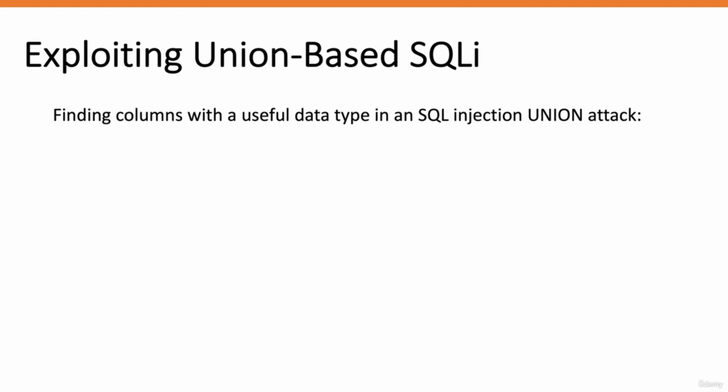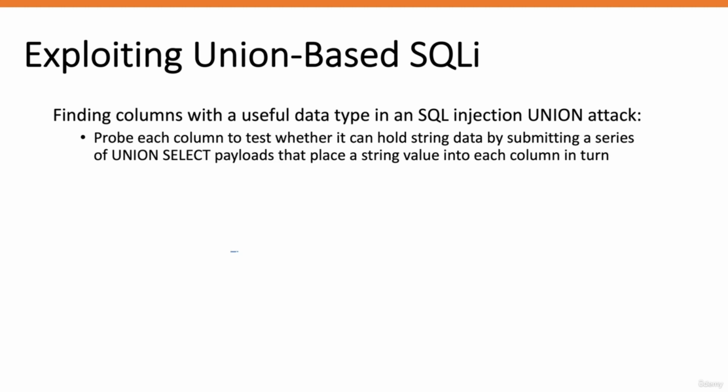Next, we need to find a useful data type in these columns. The way to do that is to probe each column to test whether it can hold string data, by submitting a series of UNION SELECT payloads that place a string value into each column in turn. Over here, I know it has 2 columns from the previous exercise, so I would add a string value, so 'a', in the first column and see if it outputs an error.